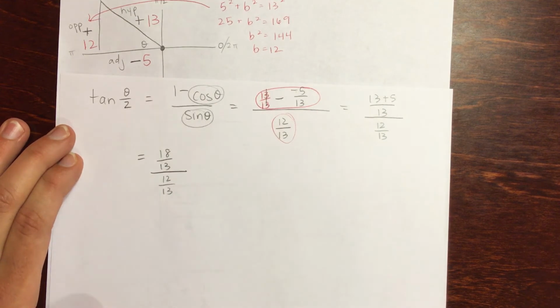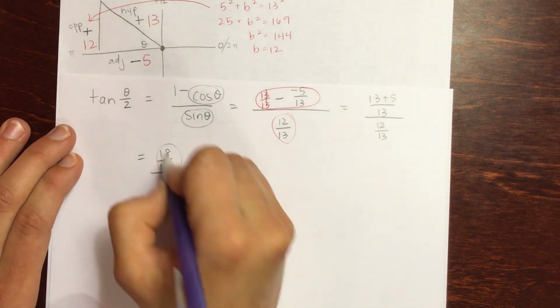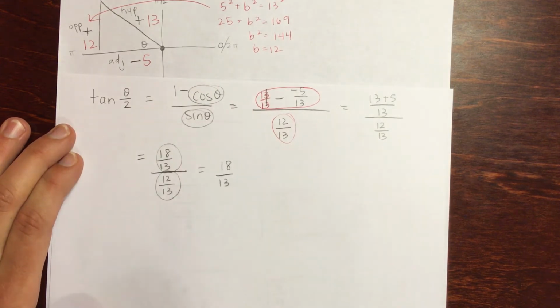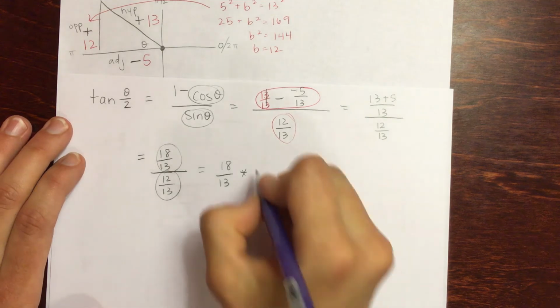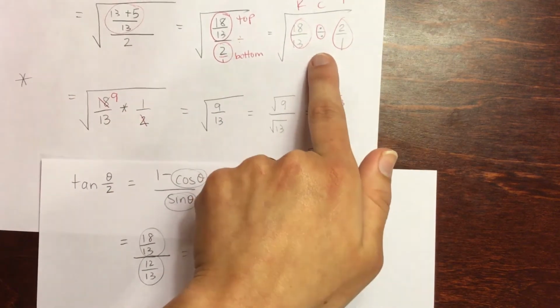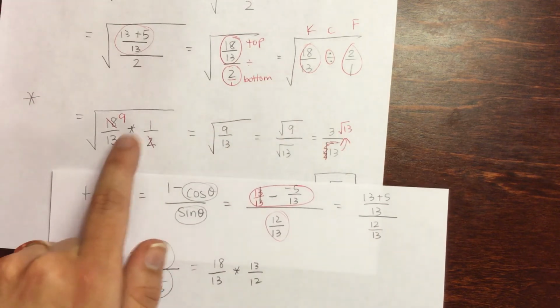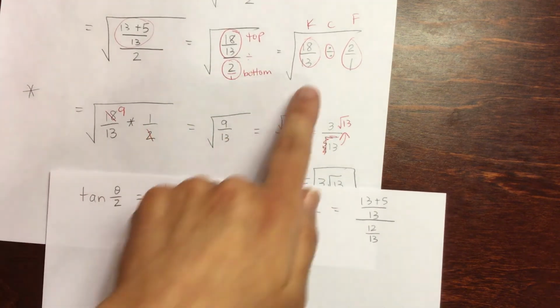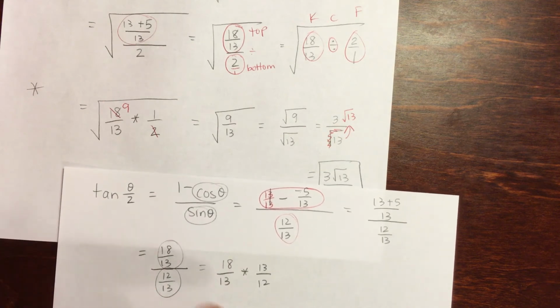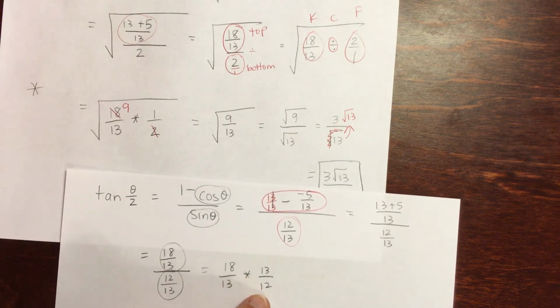You may be able to cancel this already in your head, but for me, I'm going to keep, change, flip. So keep the top as is, change that fraction bar or division bar to multiplying, and flip the bottom fraction. Side note, I just skipped actually writing this step out and went straight to keep, change, flip. I went from here to here. But if you need to write out this step, top divided by bottom, do that before you keep, change, flip.